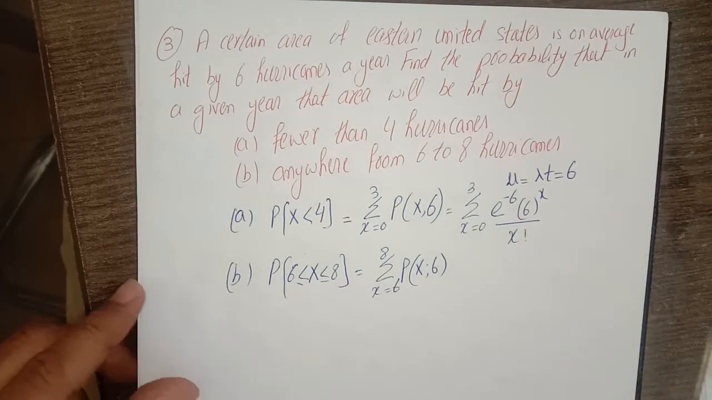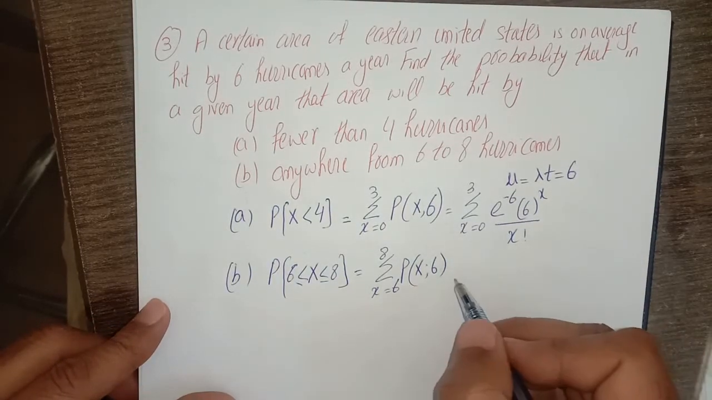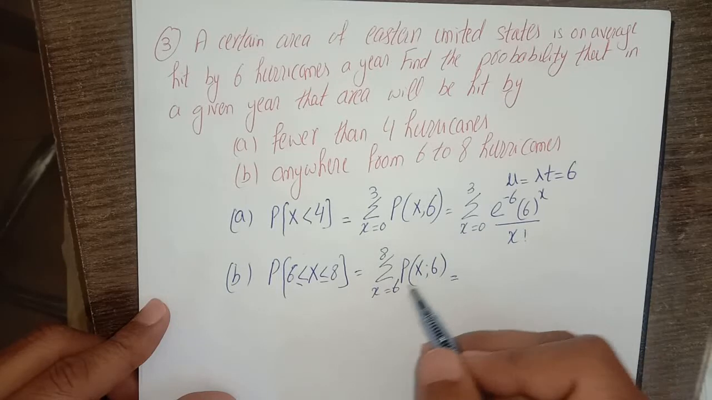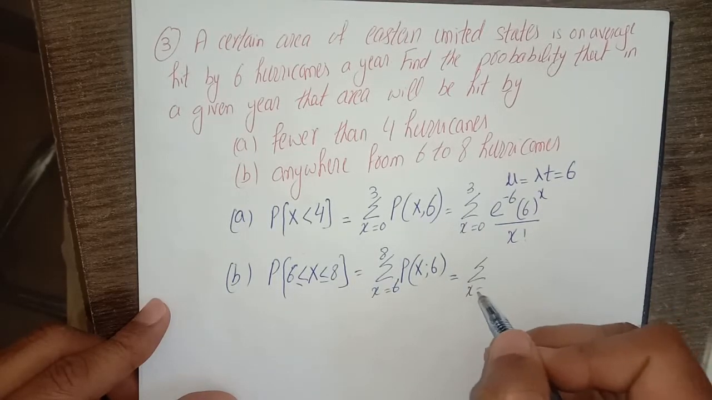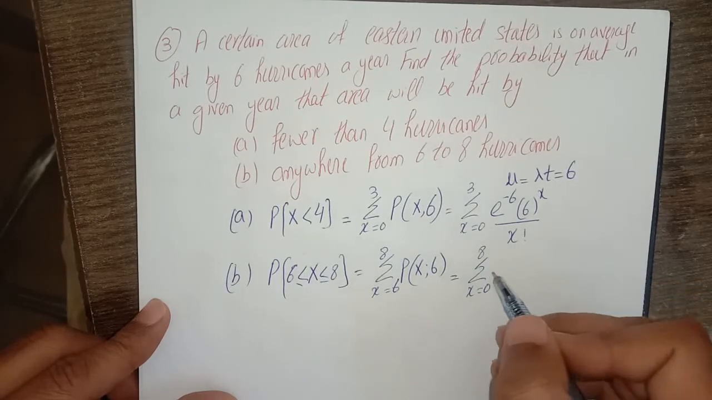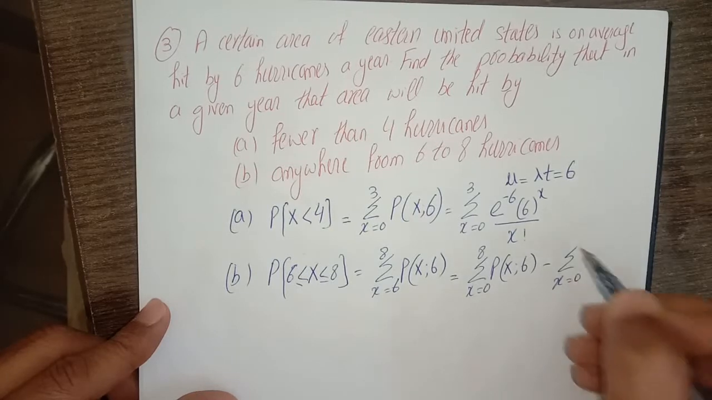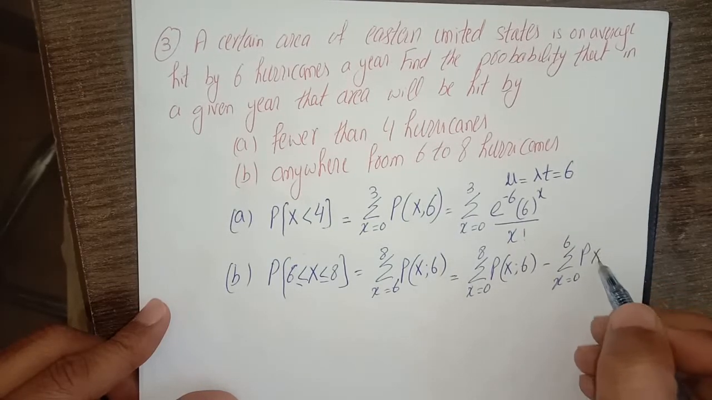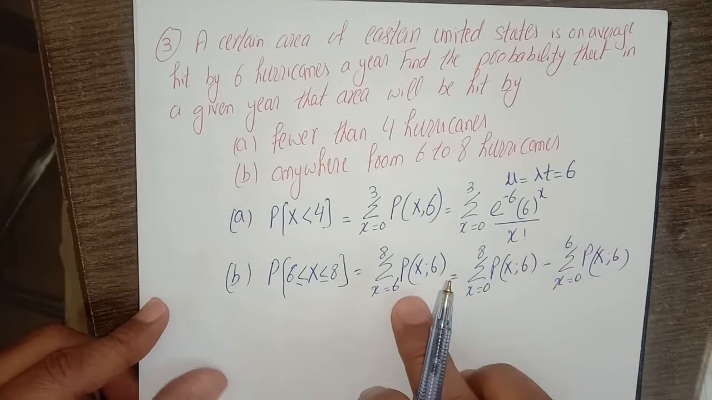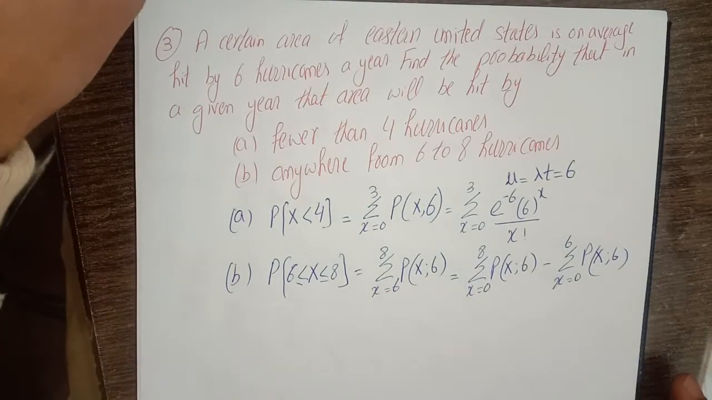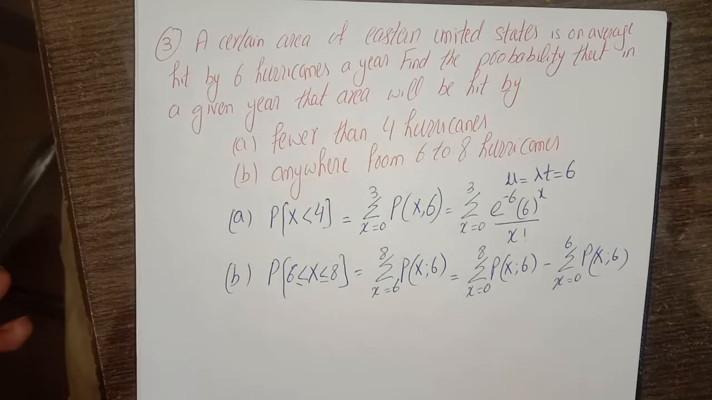If you are interested in finding it using table A2, then basically you have to start the sum from 0. So it would be summation x from 0 to 8, probability of x with mu 6, minus summation x from 0 to 6, probability of x. So this would give the same result as this one, right? You can solve it like this by any means as you like.